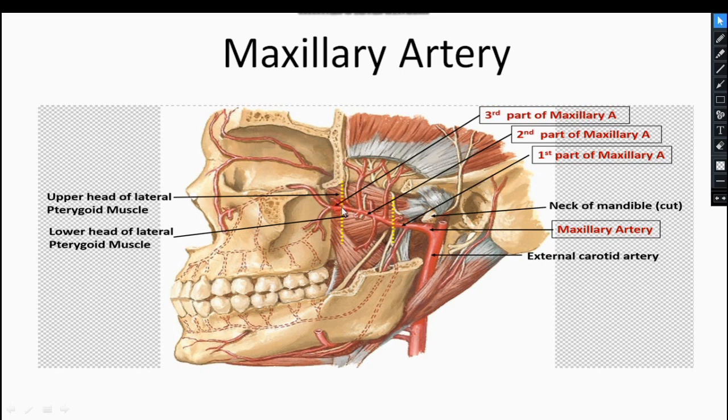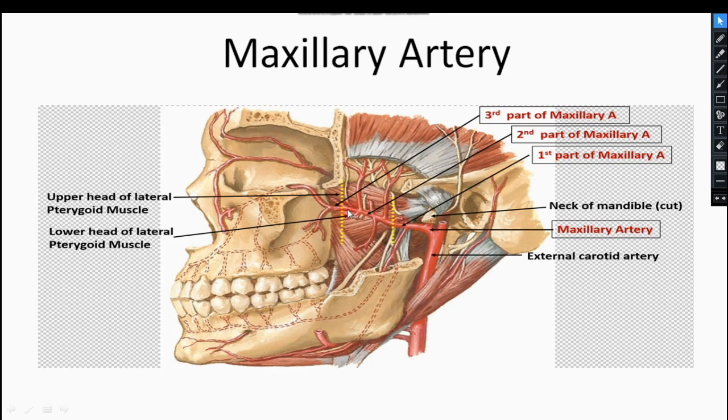Now at this point is the limit of the second part. After this, the third part begins and runs here in the pterygopalatine fossa. So when we trace this maxillary artery, we see that it runs in a direction forward and upward.